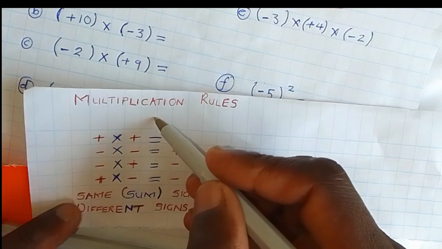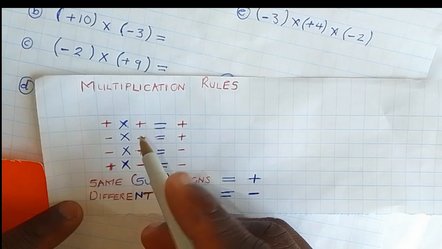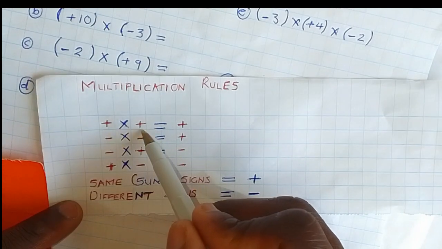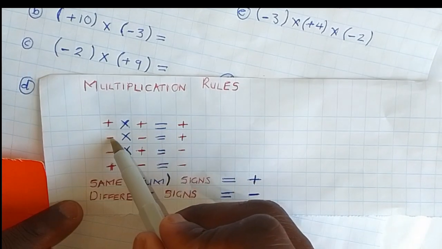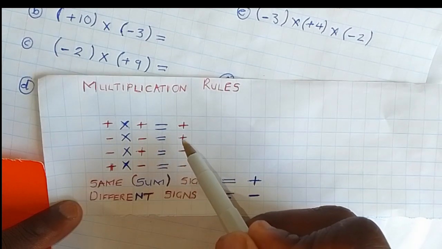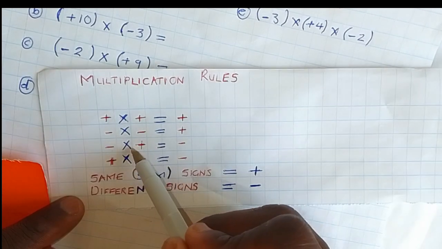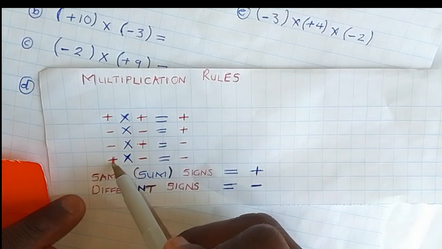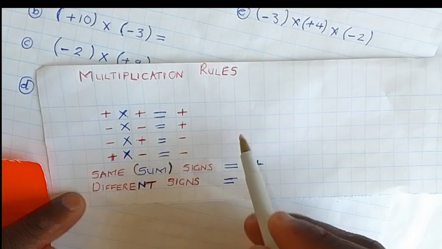Here are the rules that you should be able to apply when multiplying directed numbers. The first rule is when you have a positive number multiplied by a positive number, the result that you get will be positive. Then if you have a negative number multiplied by a negative number, the result that you will get is a positive result. If you have a negative number multiplied by a positive number, the result that you are going to get will be negative. If it's a positive number multiplied by a negative number, you are going to get a negative result.